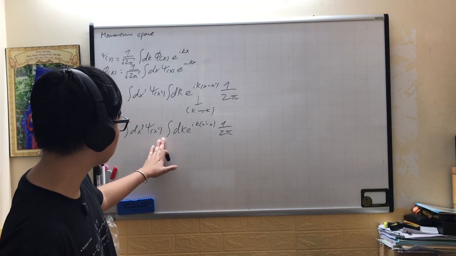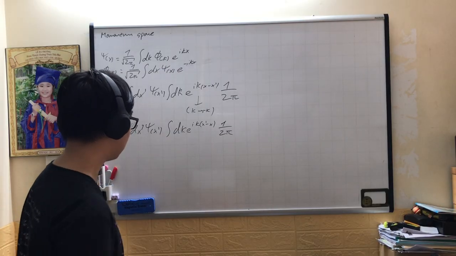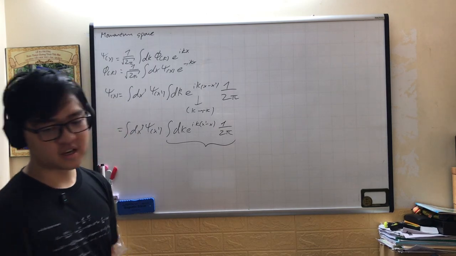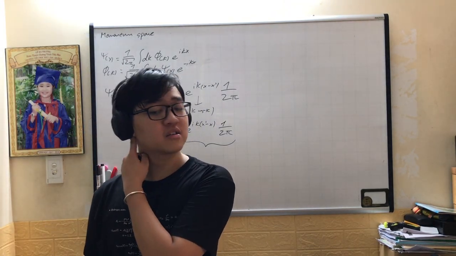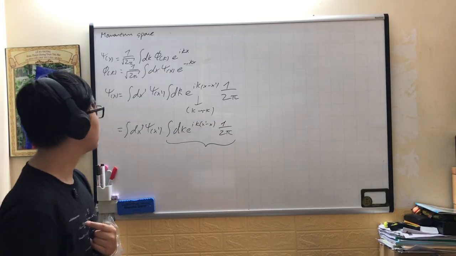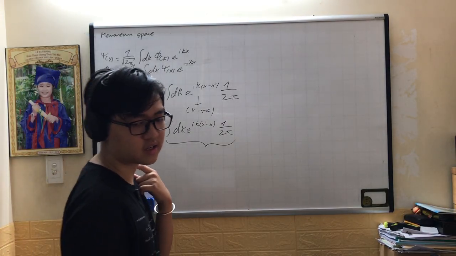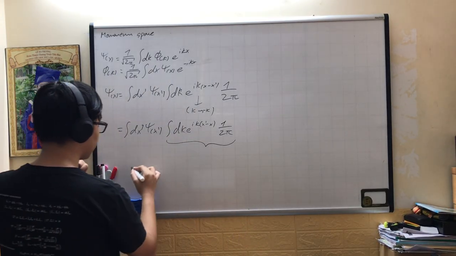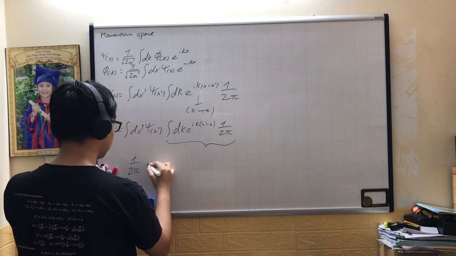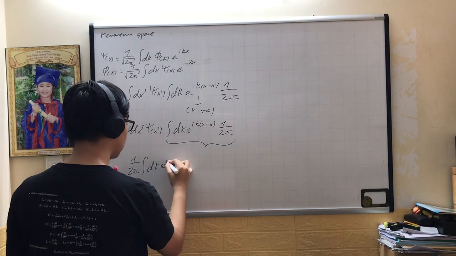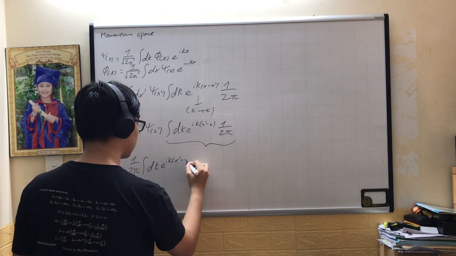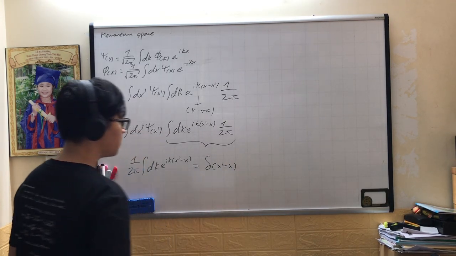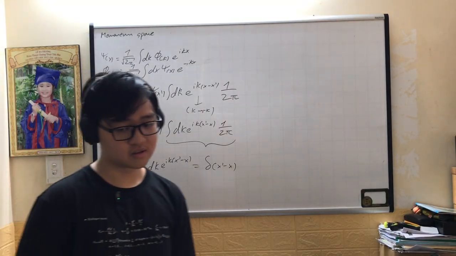And this part right here is what we call a Dirac delta function, and people write it like this: 1 over 2 pi times the integral of dk e to the i k times x prime minus x equals delta of x prime minus x. And this is the Dirac delta function.